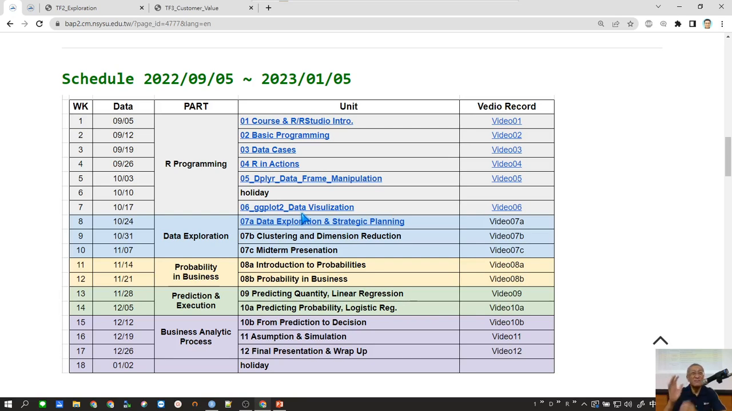Professor, in statistics, which most of us are doing this semester, there is hypothesis testing. Is it possible to use R to test a hypothesis? Yes, you can do that.